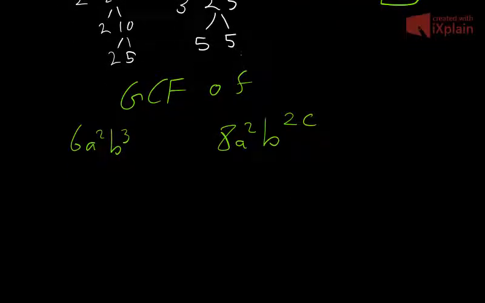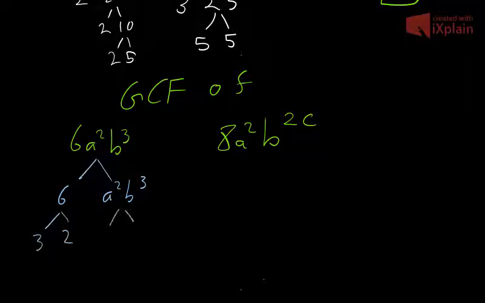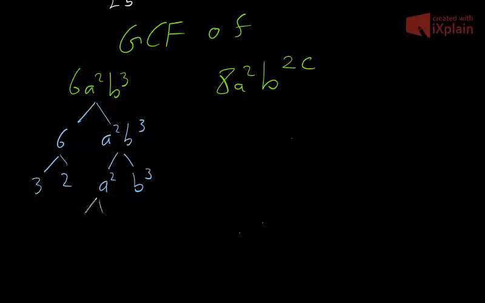So when I split this up, I'm going to do this side in blue. 6 and a squared b cubed. 6 becomes 3 and 2. A squared b cubed becomes a squared and b cubed. A squared is going to be 2 a's, and b cubed is going to be 3 b's.